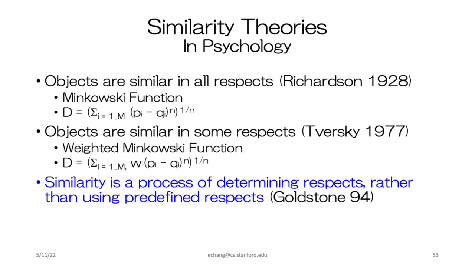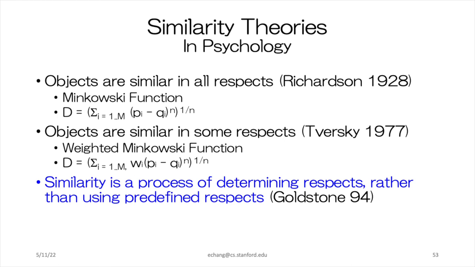But that's not the way humans compare similarity between objects. So this is the progress in psychology or psychiatry in the last 100 years. First of all, in 1928, psychiatrists believed objects are similar in all respects. So this is the Minkowski function. You consider all attributes. The only difference is the weight, square or cube, right? Then after 50 years, we have a new theory by Tversky: objects are similar in some respects, not all respects, certain respects you can ignore.